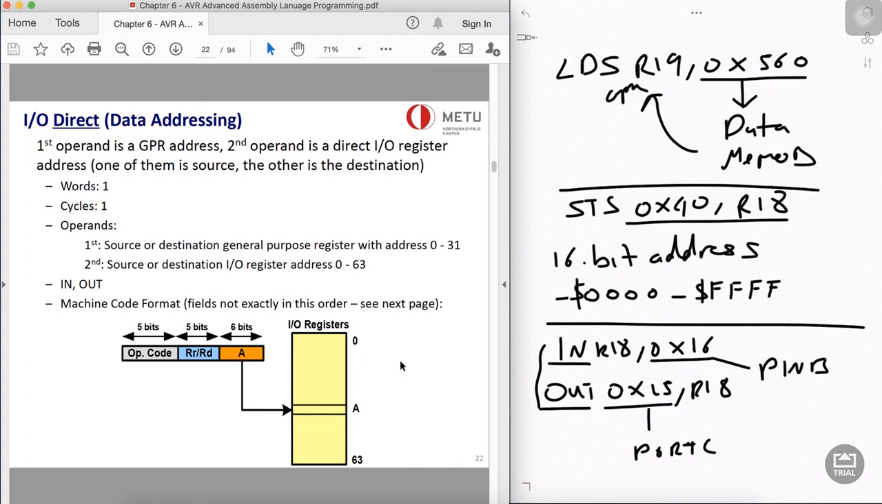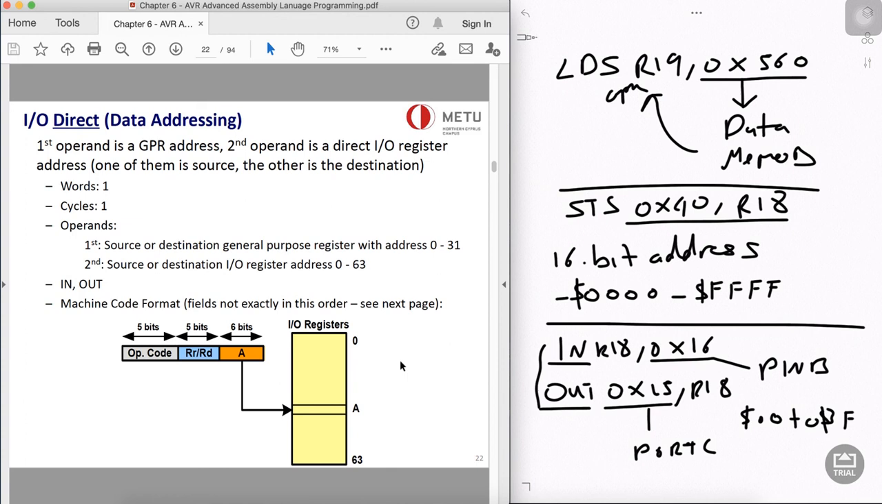But in the IO direct addressing mode, the address field is just a 6-bit address and can take values from 00 to 3F. You can see that from the IO addresses as well, which is from 00 to 63 in decimal. So it can only address the standard IO register memory. And if you want to access the extended IO registers, we can just use LDS and STS, which is a direct addressing mode.